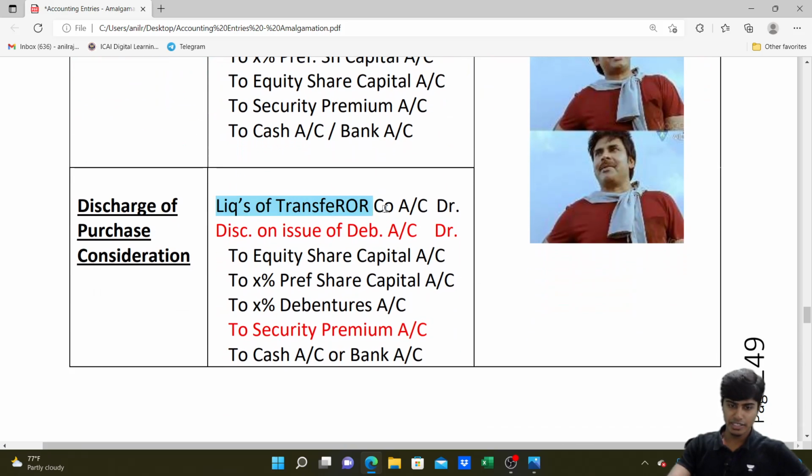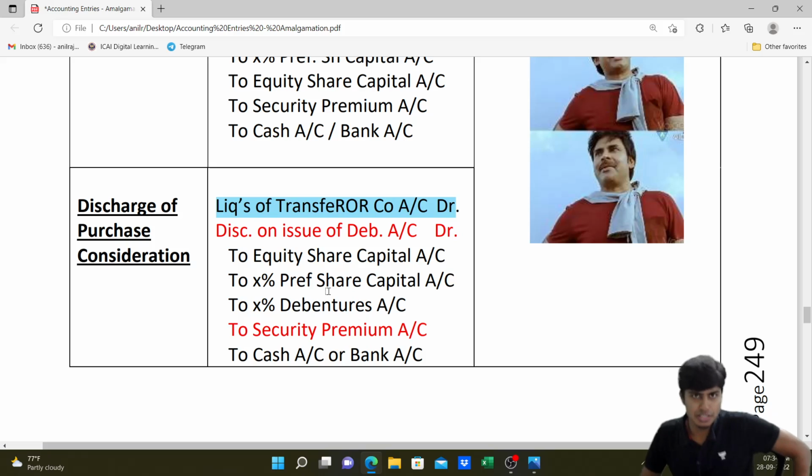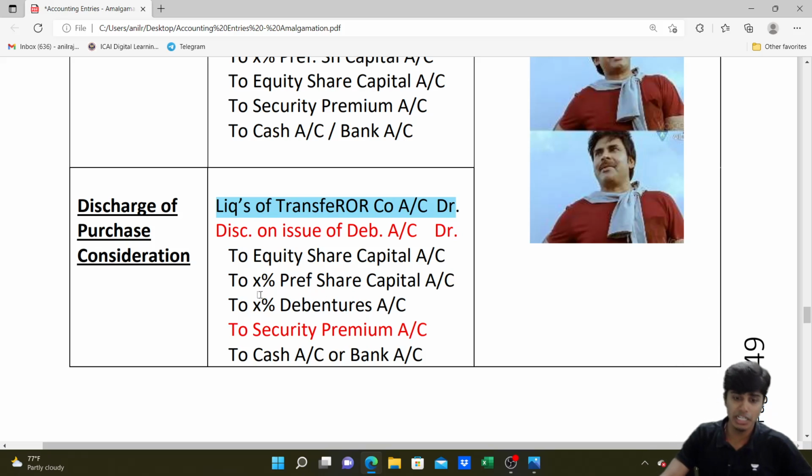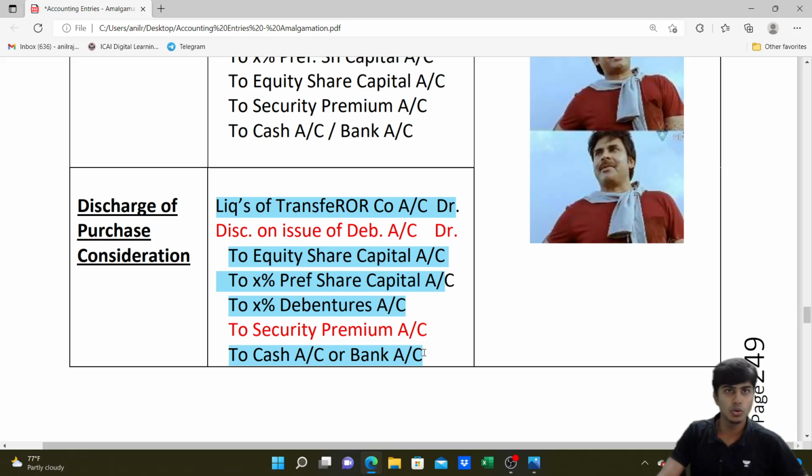We'll write liquidators entry: liquidators of transferor company account debit, and we'll give them purchase consideration. We can give PC in multiple forms. We can give them equity shares, we can give them preference shares, we can give them debentures, we can give them cash or bank. I told you in the previous videos also, no? It can be settled in multiple forms. If in case there is premium on issue, it will be credited to security premium. If there is discount on issue, it will be debited to discount on issue of debentures. I had mentioned this to you last time in the books of transferor company.